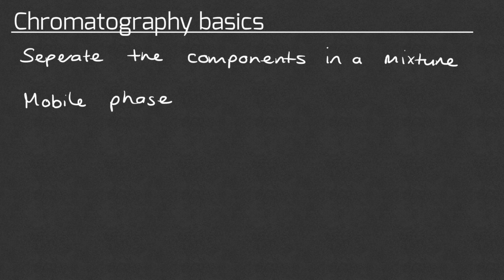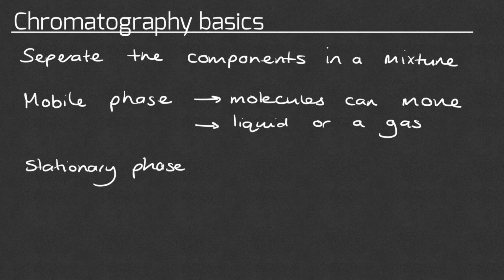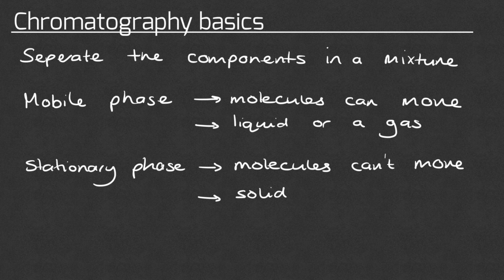Chromatography works by separating compounds based on two phases. The first of these is the mobile phase, and this is where the molecules can move through that particular phase. The mobile phase is either a liquid or a gas. You also have the stationary phase, and this is where molecules can't move through it. It's either a solid or a liquid on a solid support.